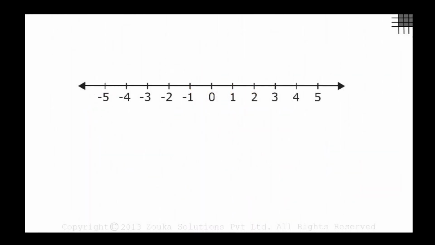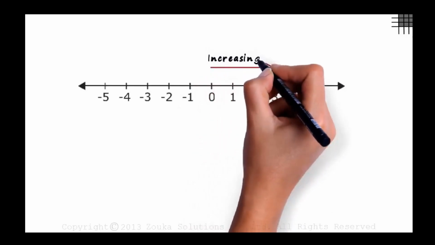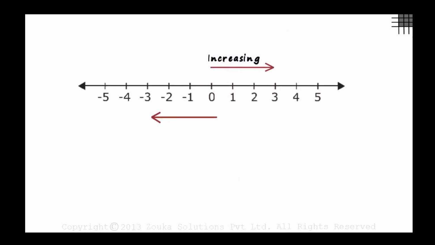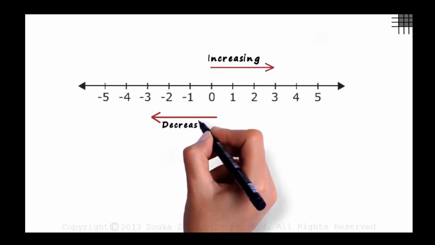This is the number line. We have 0 in the middle, positive integers on the right, and negative integers on the left. When we move towards the right on a number line, the numbers keep increasing. And as we move towards the left, the numbers keep decreasing.